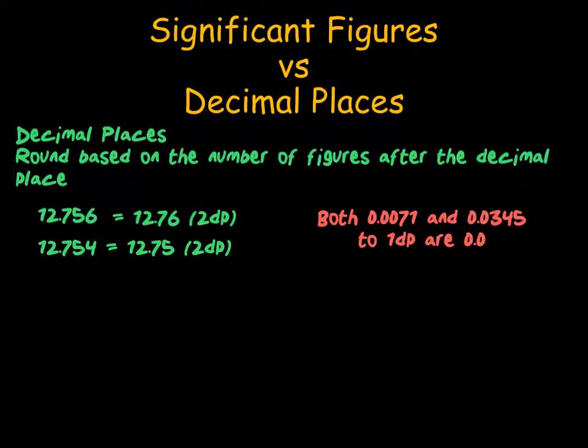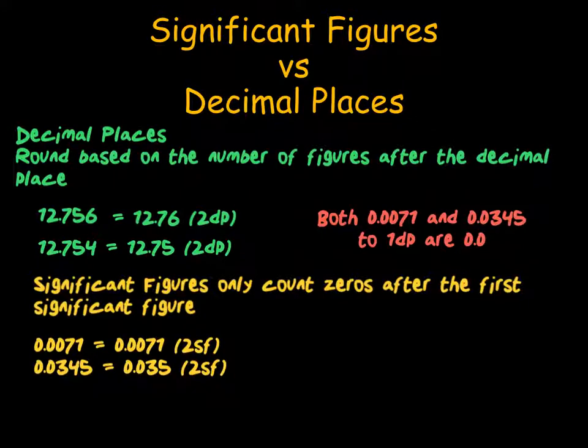This is where it is more useful to use significant figures. Significant figures only look at the zeros after the first significant figure. So for 0.0071 to 2 significant figures would be 0.0071, as those first 2 zeros are not deemed significant figures. 0.0345 to 2 significant figures, however, would be 0.035, as we would still round up.